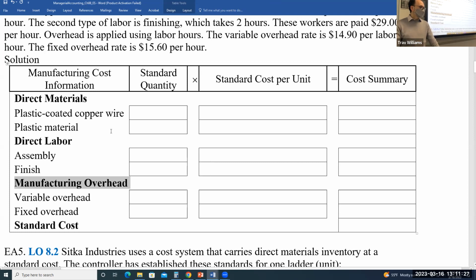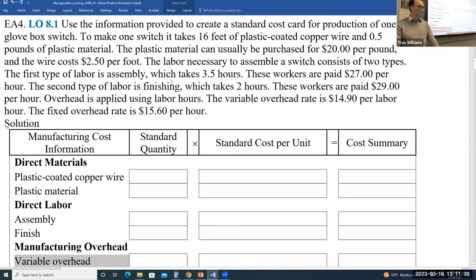Now, this particular product uses 2 types of material, 2 types of labor, and then includes both some variable and some fixed overhead. Let's take a look at the data. We're making, by the way, a glove box switch, and I have no idea what that is. But for 1 switch, it takes 16 feet of plastic coated copper wire. Okay, so we're going to go ahead and put that over here. Plastic coated copper wire, 16 feet.